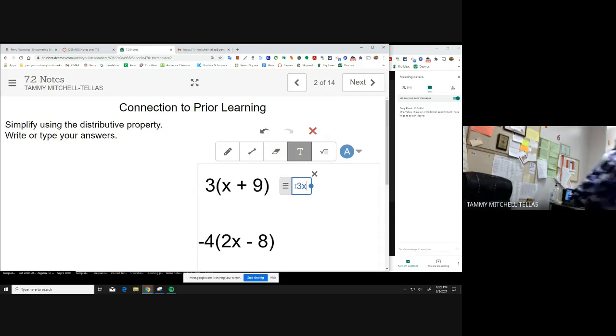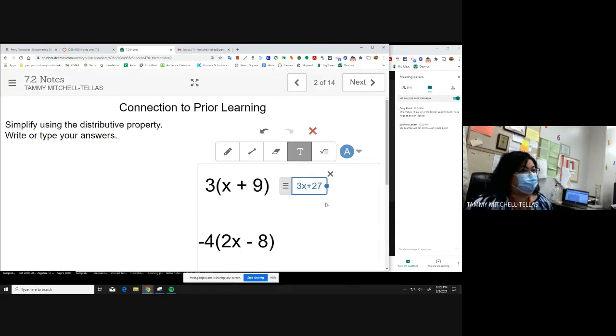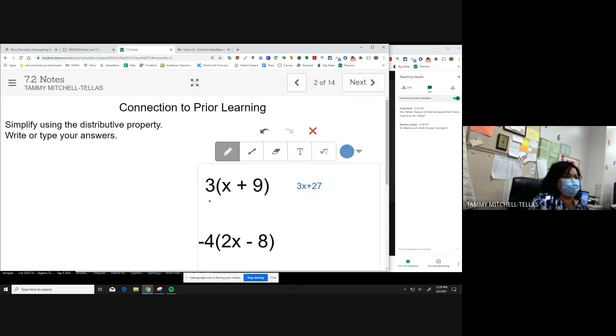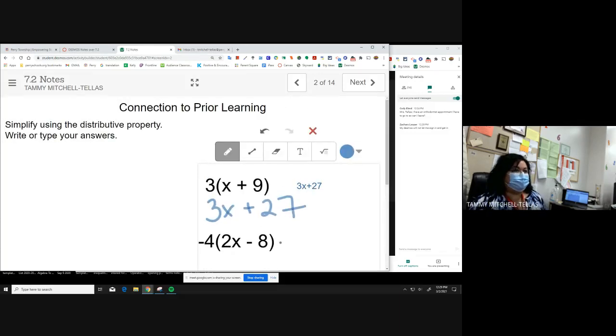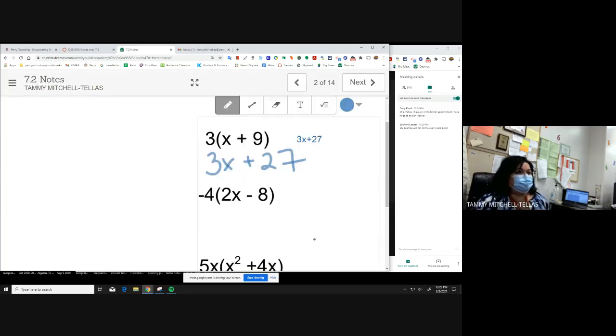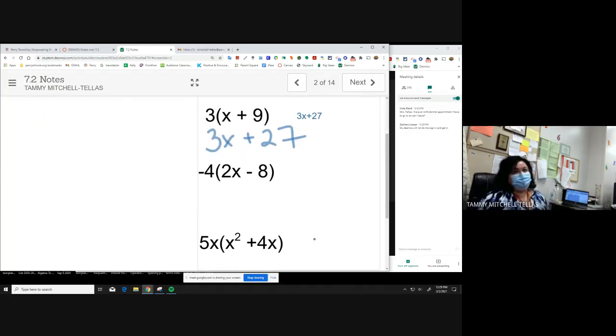Okay, you ready? All right, go ahead and do this connection to prior learning. You're just using the distributive property. 3 times x and 3 times positive 9 would give you 3x plus 27. And that's as far as you can go. I could also just write it if I wanted to. 3x plus 27. There's also a text box down here if you want to type it. But now that I know you can type it in here, which I think is a new feature, go ahead and do those other two, please. See what you come up with.